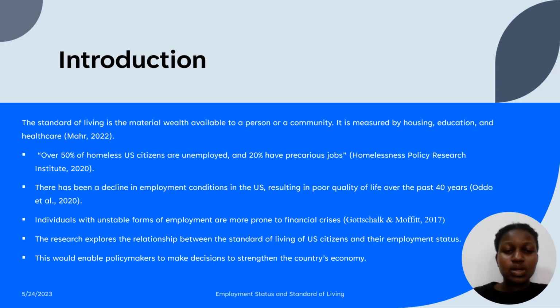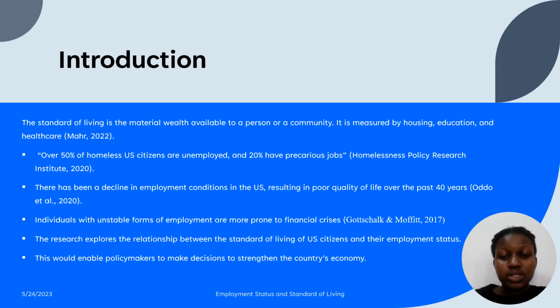Ma 2022 defines standard of living as the material wealth available to a person or a community, and this is measured by their housing, education, healthcare, and their general well-being. Various literature reviews and research have taken place concerning this topic. Among them is the Homelessness Policy Research Institute, which conducted research in 2020 exploring the relationship between employment and homelessness. According to them, over 50% of homeless US citizens are unemployed.